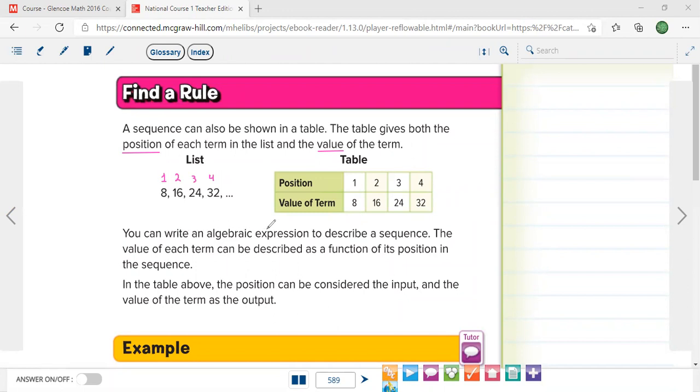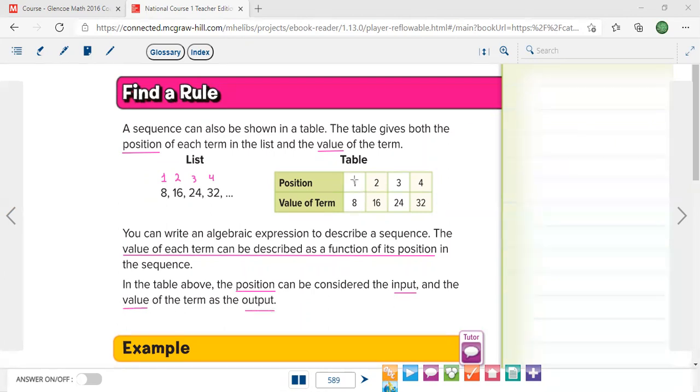You can write an algebraic expression to describe a sequence. The value of each term can be described as a function of its position. This is what we are seeking now. This is our aim. In the table above, the position can be considered the input and the value of the term can be considered the output. So we need the position to be the input and we need the value to be the output.